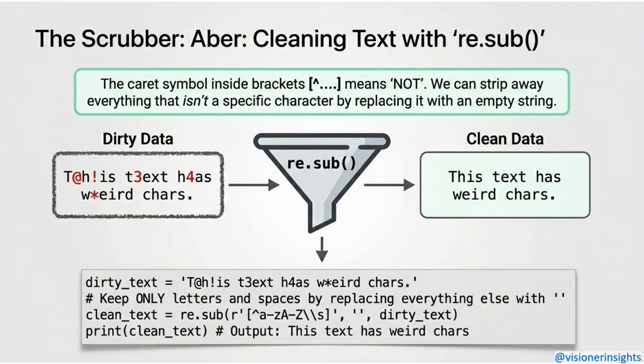We use what I like to call the scrubber, which is the re.sub function. Let's read this exact Python pattern carefully. Inside those square brackets, we have that caret symbol. When a caret is the very first thing inside square brackets, it acts as a not operator. So this code literally tells Python, target every single character that is not a lowercase letter, not an uppercase letter, and not a white space. Re.sub takes all that garbage and swaps it out with an empty string. You're left with pristine, totally clean data.